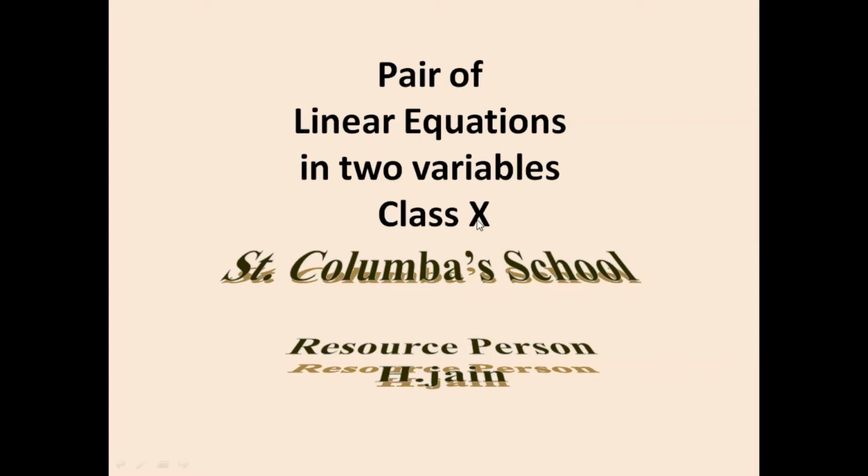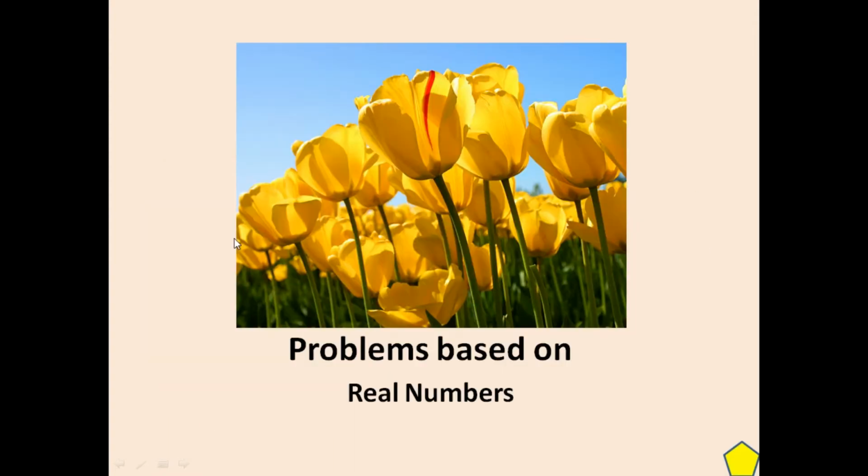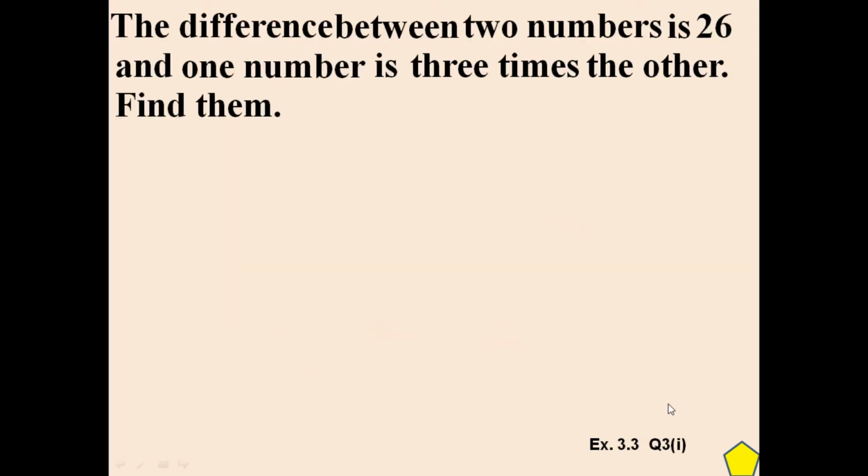Now that we know how to solve the linear equations algebraically, we will get into word problems. We are dividing the word problems under various categories. The two categories that we will be doing today are real numbers and age. When we talk about real numbers, they could be natural numbers, integers, or fractions, and we're going to do a few samples from each. So let's begin with real numbers.